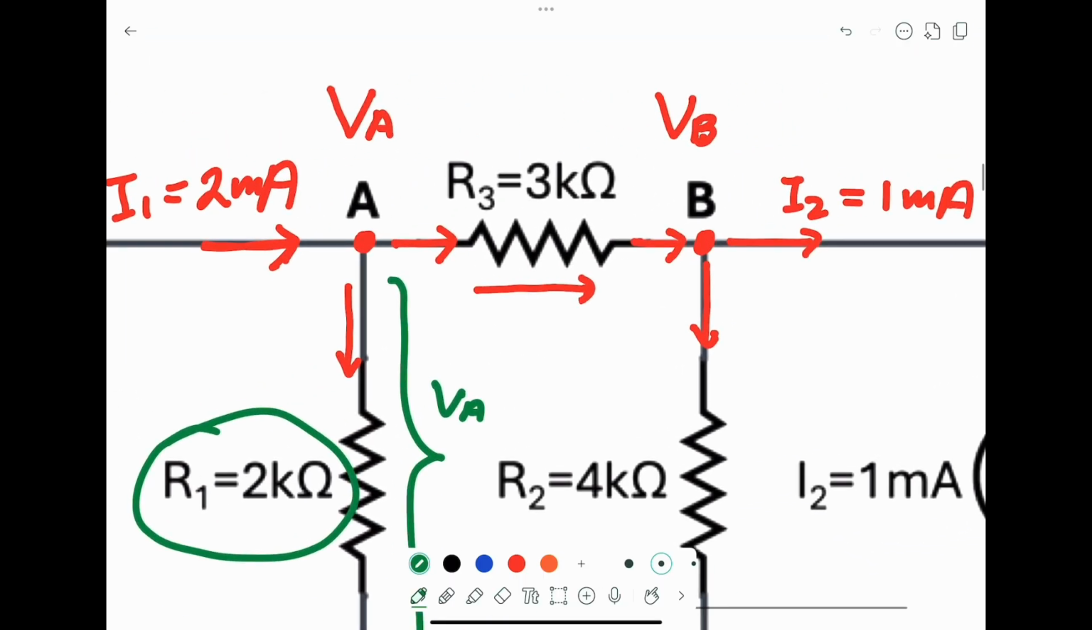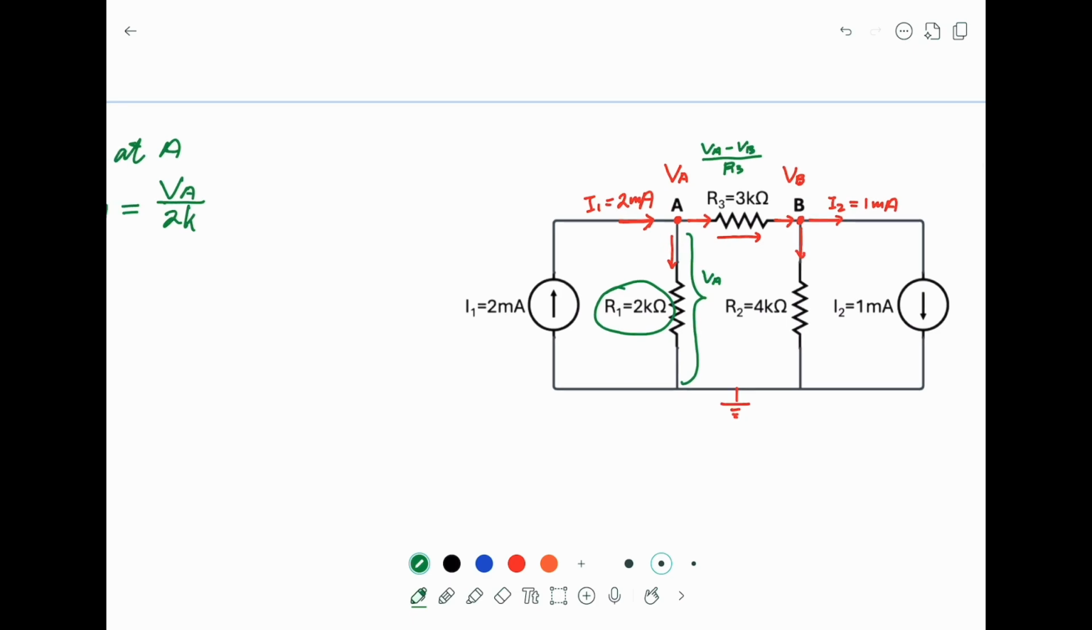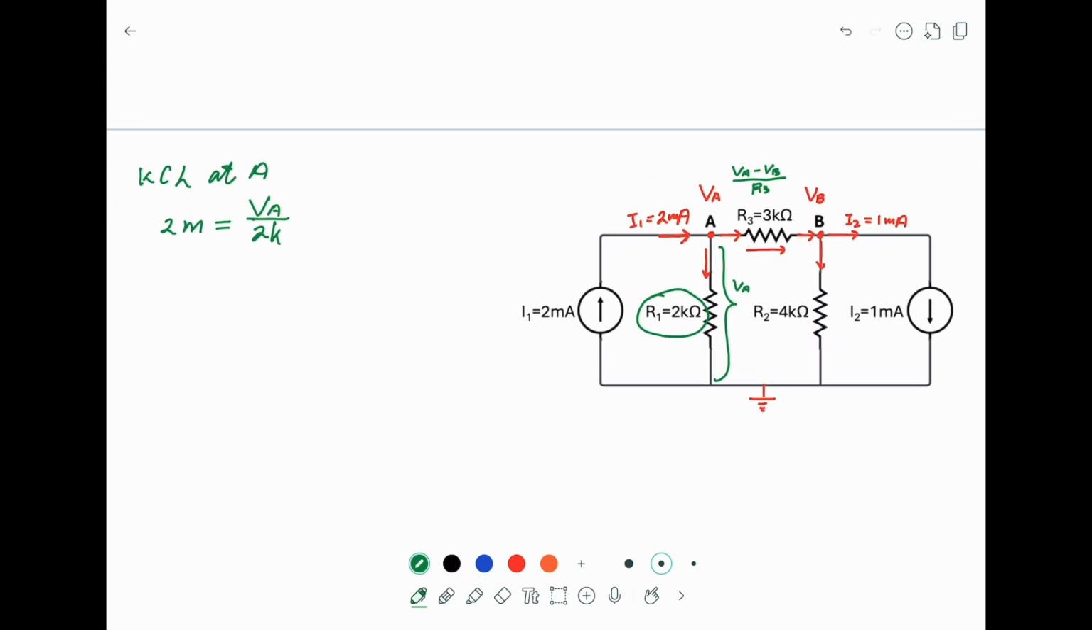The other current is the one passing from A to B. Now the potential difference is VA minus VB. So the current passing through is VA minus VB divided by R3. This is out from the perspective of node A, so it is VA minus VB over 3K.